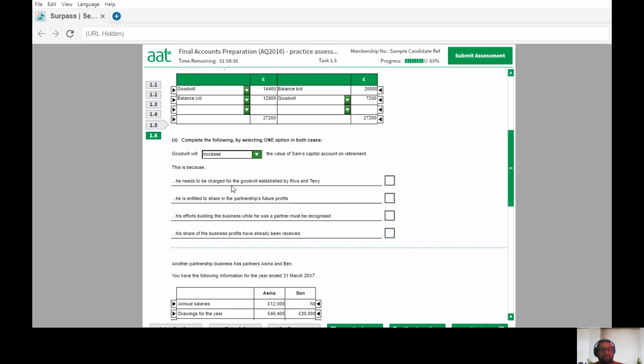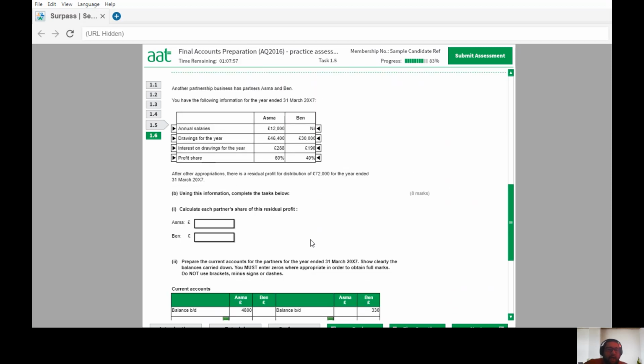This is because he needs to be charged for the goodwill established by Riva and Terry. No, that's wrong. He's entitled to a share of the company's future profits. No, he doesn't get any future profits. But the third answer, his effort building the business while he was a partner must be recognized, because when he was there as a partner, the business grew. Therefore, when the goodwill was created, that goodwill rewards him for the work he has done. So it recognizes his effort building the business. So that is the right answer. The share of his business profit has already been received. It's nothing to do with the goodwill.